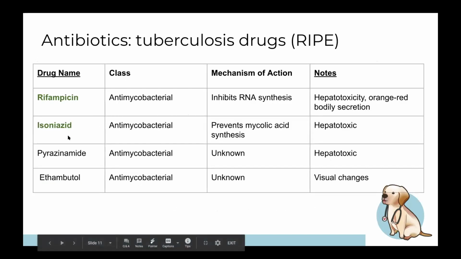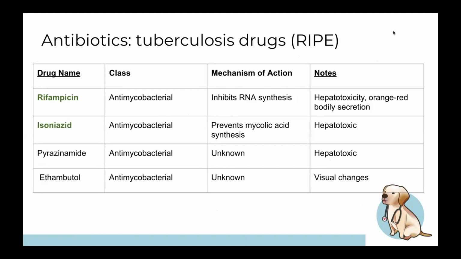But rifampicin and isoniazid, these are part of the RIPE drugs. I'm not sure if you guys have learned that. But RIPE are the 4 drugs that we use for tuberculosis, which is a really, really bad respiratory infection that people can get. Rifampicin, it's easy to remember because you're pissing. So you get a lot of orange, red piss or pee when you take this drug.